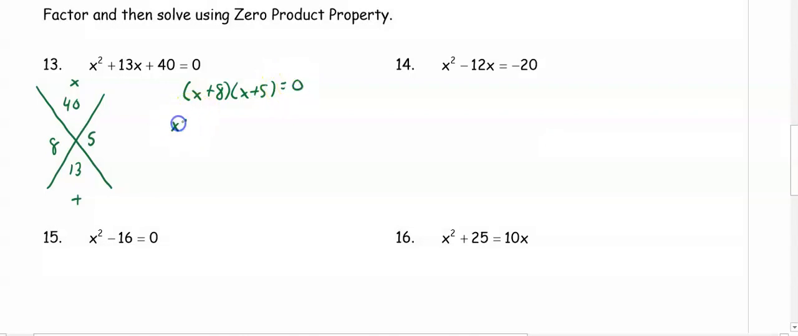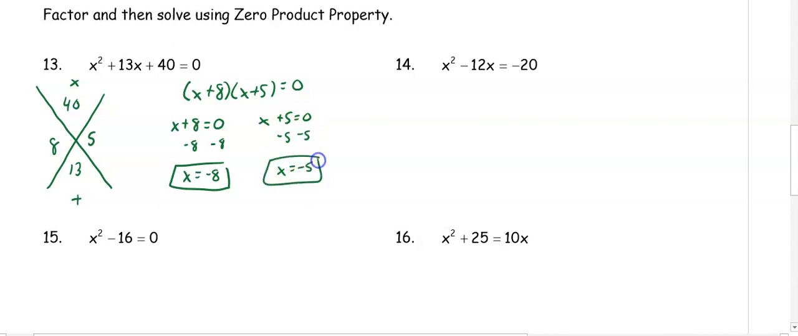So each parenthesis gets set equal to 0. x plus 8 equals 0 and x plus 5 equals 0. We can subtract 8 from both sides in the first equation to get x equals negative 8 as one solution. And then we can subtract 5 on both sides to get x equals negative 5 for our second solution.